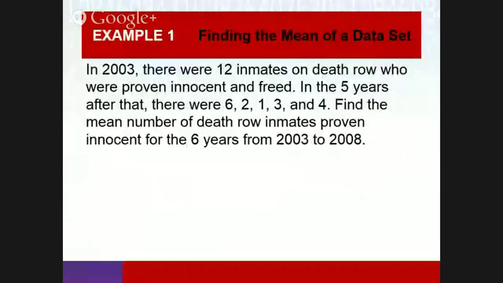Okay, so we'll calculate this example for the mean that's in your handout here. We're looking at 12 inmates on death row proven innocent and freed in the first year. After that, there were 6, 2, 1, 3, and 4. Find the mean number of death row inmates proven innocent for the 6 years from 2003 to 2008. So we have the numbers. 2003 is 12, 2004 is 6, 2005 is 2, then 1, 3, and 4.